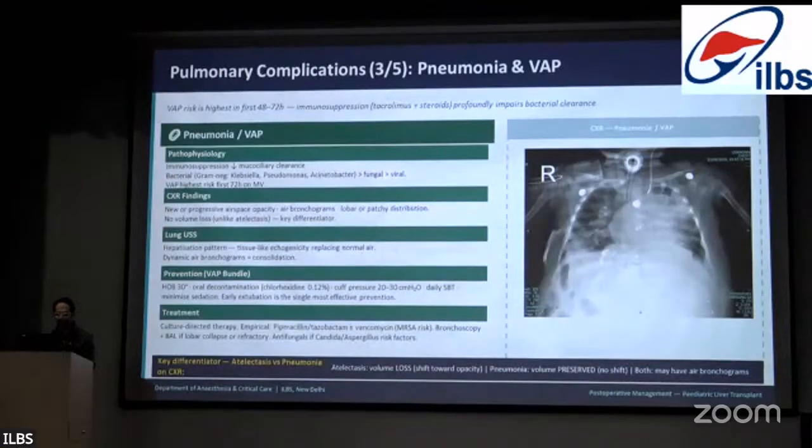VAP and pneumonia is the most devastating complication when it happens because the child is immunosuppressed. There's decreased mucociliary clearance. The most common are bacterial, followed by fungal and viral. So chest X-ray and ultrasound should be done daily, and it is easily diagnosed on ultrasound whenever there are increased bronchograms and a new patch appears on X-ray. Whenever this is seen, treatment should be started, antibiotics should be upgraded, a culture should be sent, and antibiotics should be started according to the culture once the report comes.